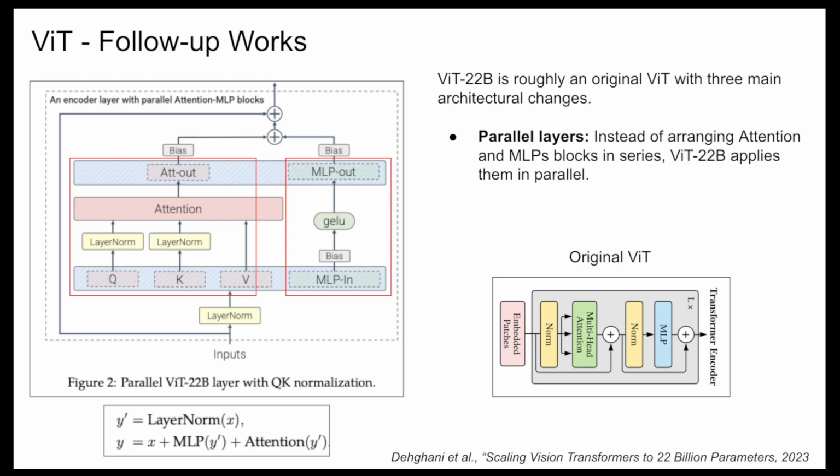So ViT-22B is roughly the same as the original ViT with three main architecture changes. The first change is the parallel layers. Instead of arranging attention and MLP blocks in series, ViT-22B applies them in parallel. You can see that the attention block and MLP block are parallelized. So they take the same inputs instead of one coming after the other, as it was in the original transformer.